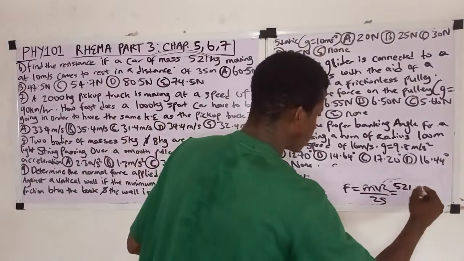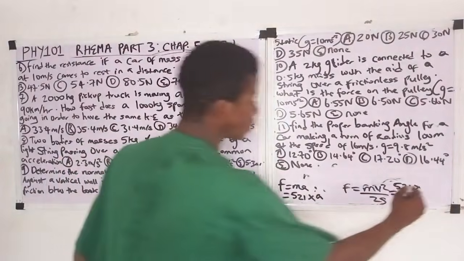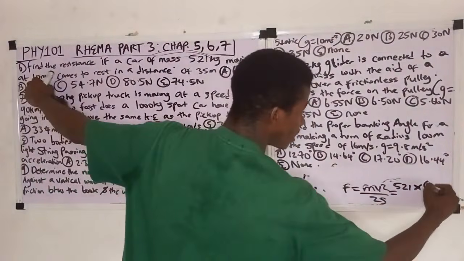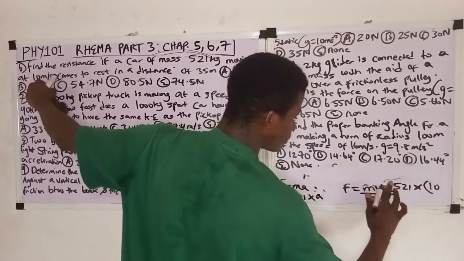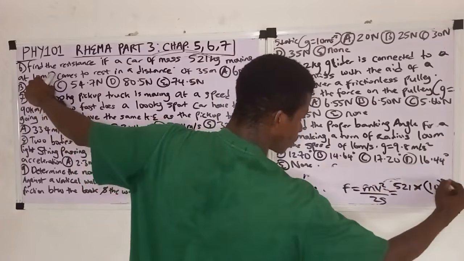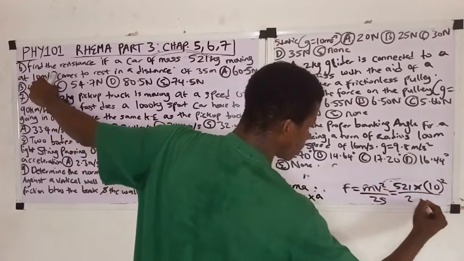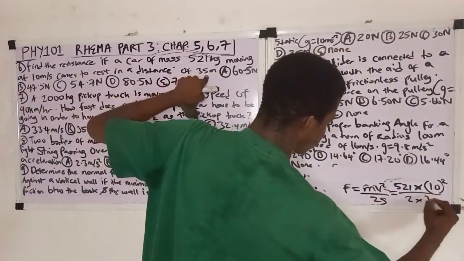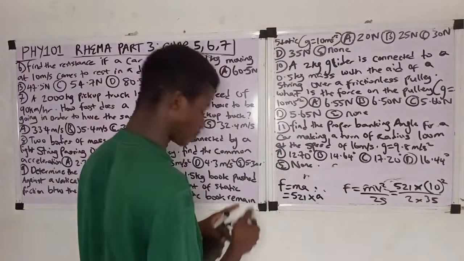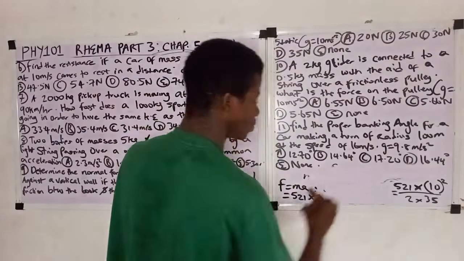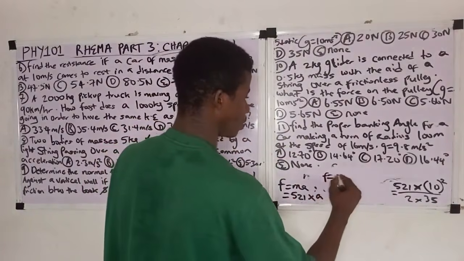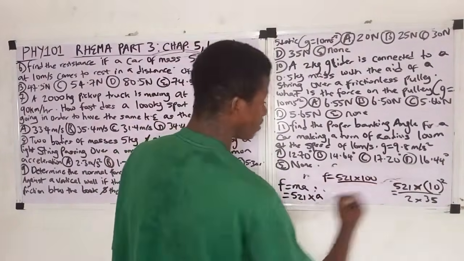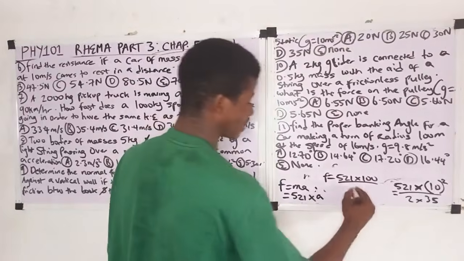Yes, 521, times the velocity they give us, which is 10. Remember the velocity here is squared, right? So 10 squared divided by 2 times the distance. Distance is 35, so 2 times 35. So F will be equal to 521 times 100, since 10 squared is 100, divided by 2 times 35, that is 70, right?